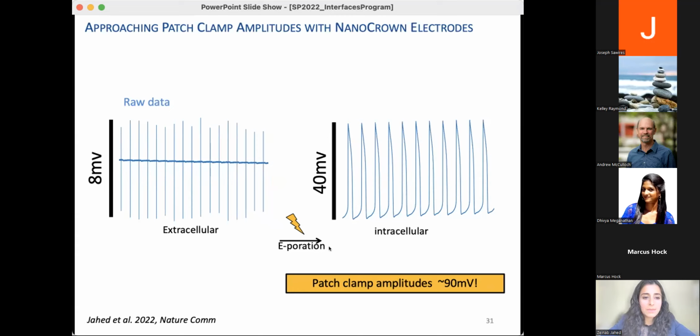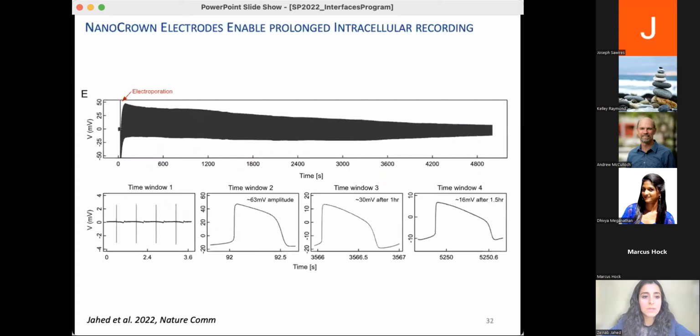And you can see here, this is the extracellular signal. This is our intracellular recording after a small electroporation pulse. And we can get signals up to 40 millivolts; with patch clamp, you're measuring about 100 millivolts. So we're getting very close to the patch clamp amplitudes because of this strong seal between the cell and the nanocrown electrodes. And so these electrodes allow prolonged intracellular recording.